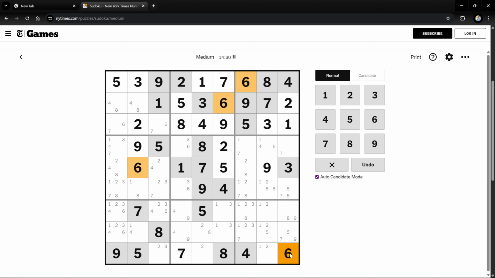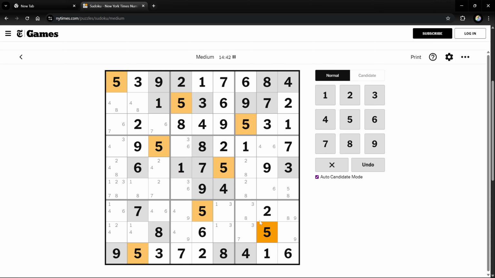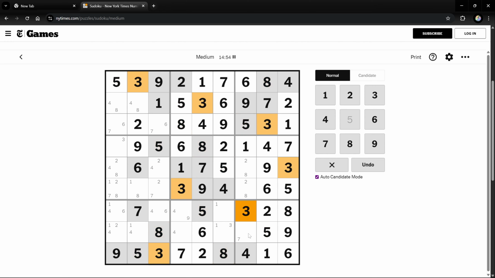And now we find another one, another one, another one. As you can see, it starts pretty slow, but after you get a few numbers, it goes pretty fast. 9 8 5 3 7. So we're just going to click on the ones that have only 1 number left in that square. I'm going to fill it in.